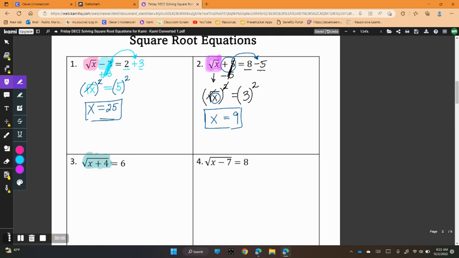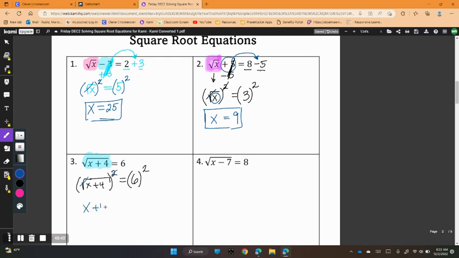So we're going to follow the same steps. We need to isolate the radical, which we have. We don't have to move anything to the other side of the equals yet. So what we're going to do is take this whole thing and raise it to the power of 2. And remember, whatever we do to one side of the equals, we must do to the other. Raise that to the power of 2. These cancel, and I'm left with x plus 4 equals 6 squared, which is 36.